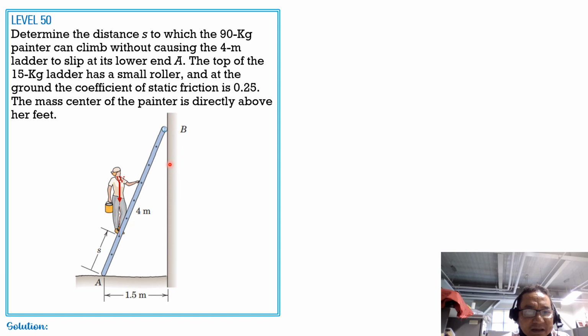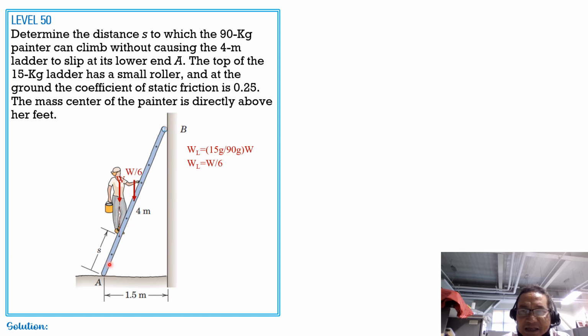Take note that the weight of the ladder is 15 g, and the weight of the painter is 90 g. So if we denote the weight of the painter as W, then we can express the weight of the ladder in terms of W. So the weight of the ladder is 15 g over 90 g of W. So the weight of the ladder as a fraction of the weight of the painter is W over 6. And let's apply it. It acts at the center, 2 meters from either end of the ladder, as shown.